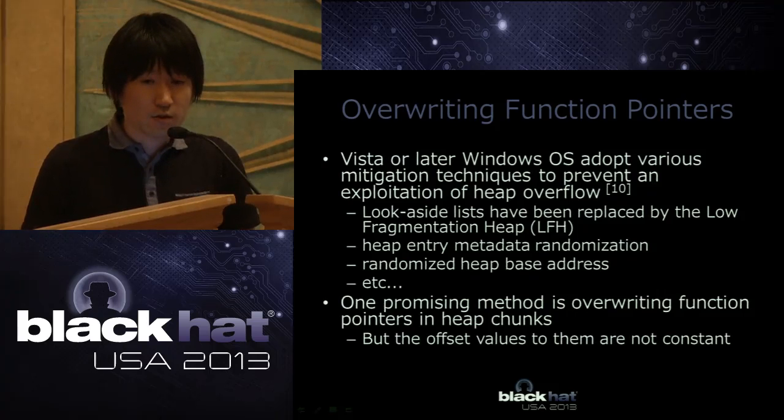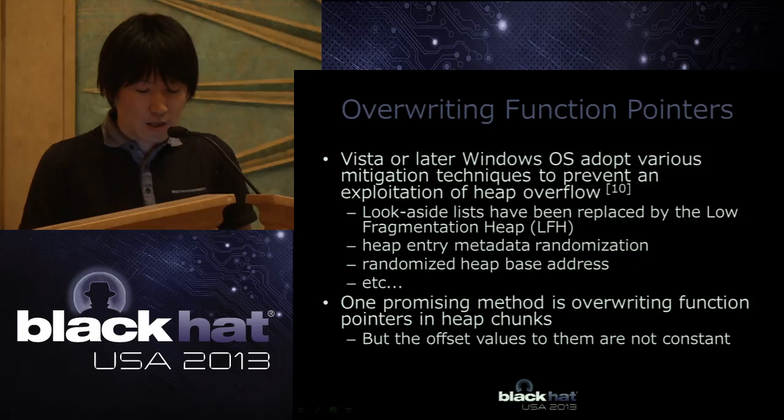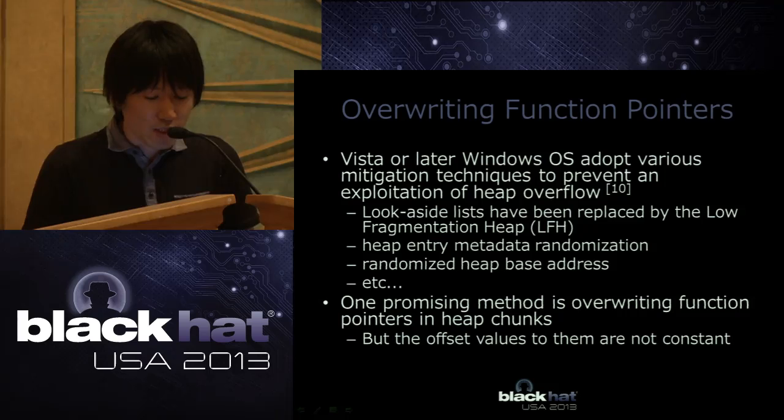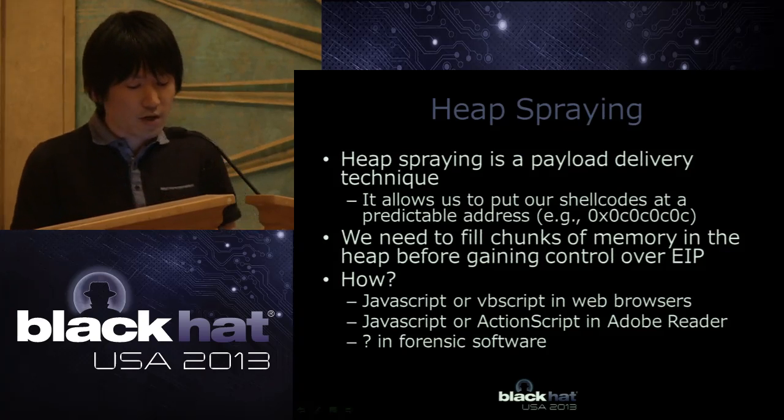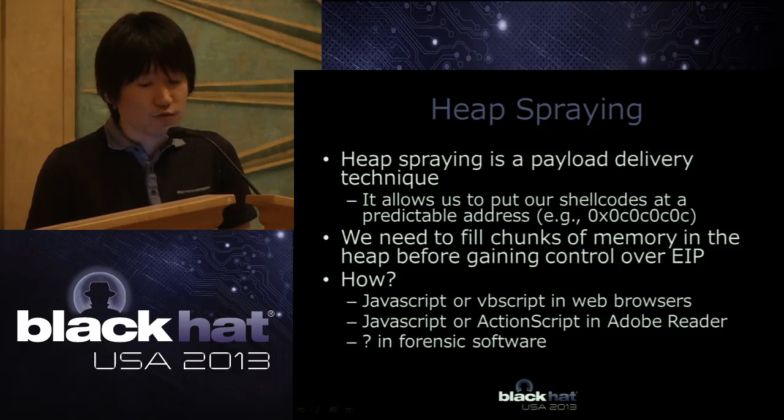One promising method for exploitation of heap overflow is overwriting function pointers in heap chunks. But the offset values to function pointers are not constant because it depends on heap allocation status. Heap spray allows us to put our shellcodes at a predictable address.